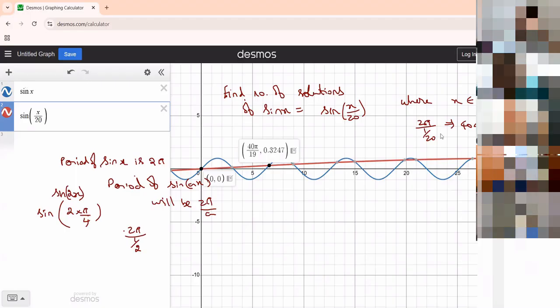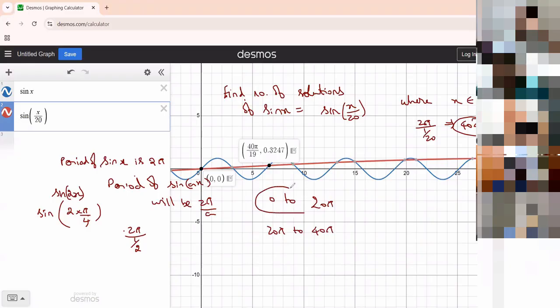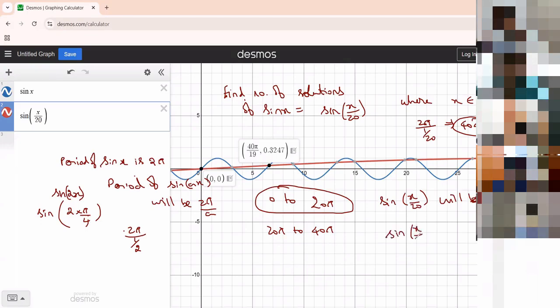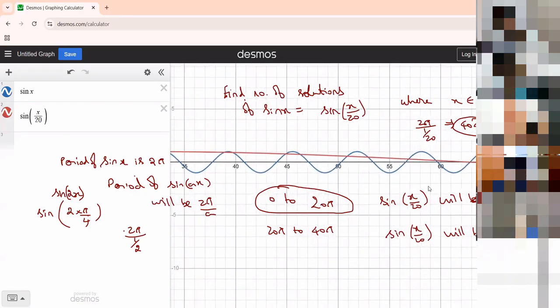Yes, sir. Now I'm asking you to break this cycle of 40 pi from 0 to 20 pi first, and then 20 pi to 40 pi next. Why? Because in 0 to 20 pi, your sine of x by 20 graph will be above the x-axis. And from 20 pi to 40 pi, your sine of x by 20 graph will be below your x-axis. Okay. And for all your half cycles above your x-axis, it is creating 2 intersection points. Yes, sir. You can see that clearly.